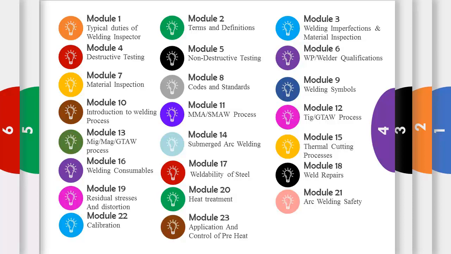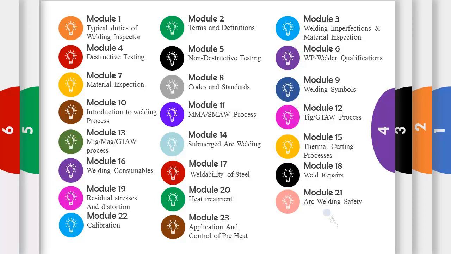The 23rd module of this course is application and control of preheat. Preheat is the application of heat to a joint immediately prior to welding, usually applied by a gas torch or induction system, although other methods can be used. And in this module we will discuss application of preheat, control of preheat, and interpass temperature.